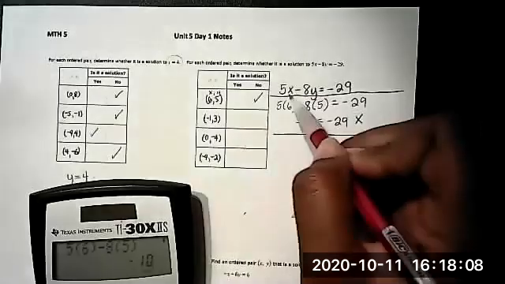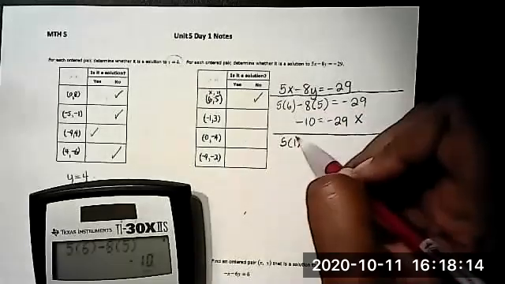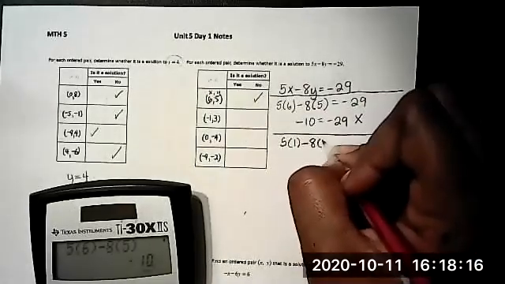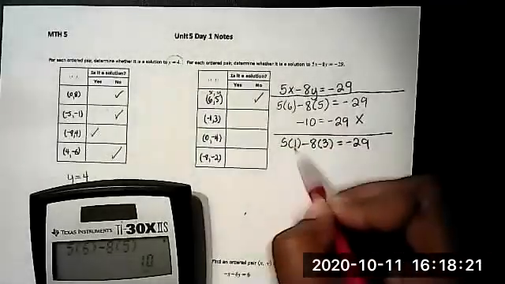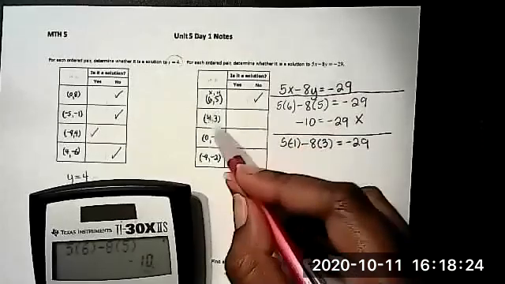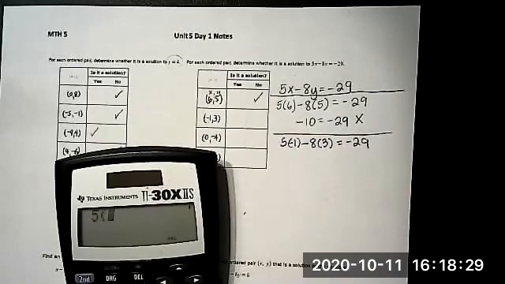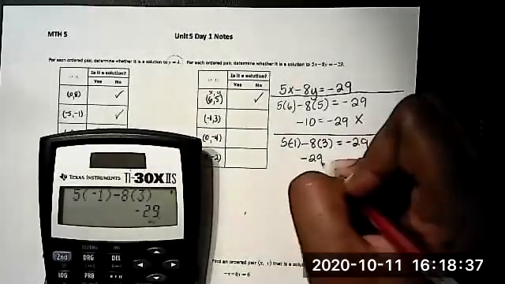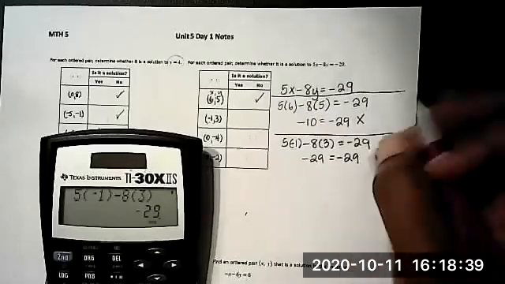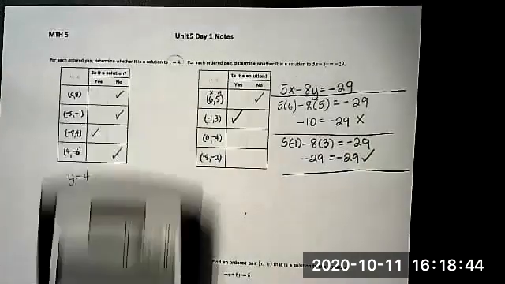Negative 1 and 3. So I'm going to replace x with negative 1: 5 times negative 1 minus 8 times 3 equals negative 29. So it's saying negative 1 for x and positive 3 for y. Put in my calculator, 5 times negative 1 minus 8 times 3. Negative 29 equals negative 29. Is that true? That is true. So since it is true, then yes, this point is a solution.